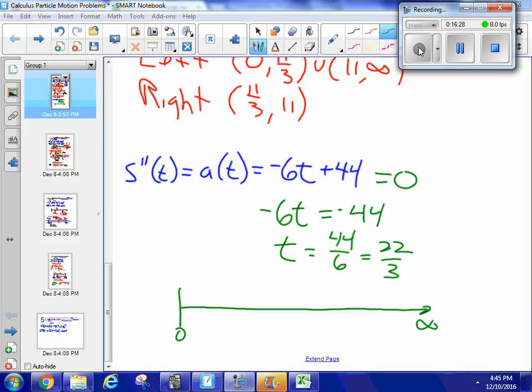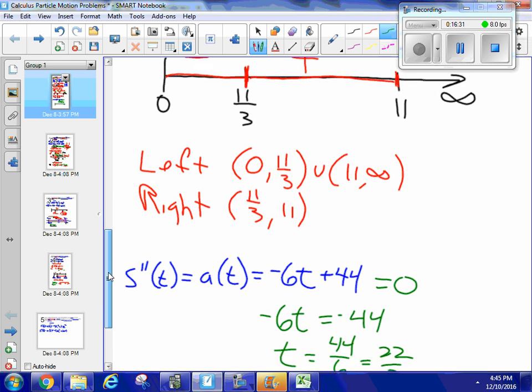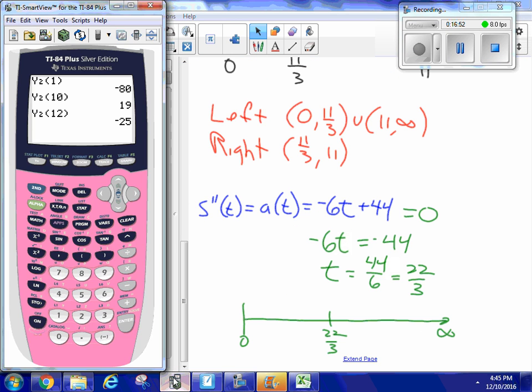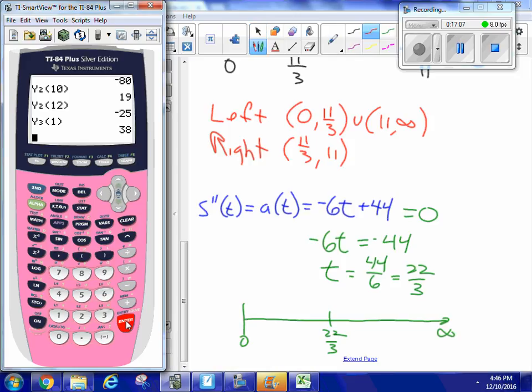Now, we'll come back to that number line. Here is, let's call this 22 thirds. And, well, when is acceleration positive and when is it negative? I should be able to do this one in my head, but I'm going to use the calculator anyways. Acceleration is my y3. Let's evaluate y3 for the number 1. And I find out acceleration is positive between 0 and 22 thirds.